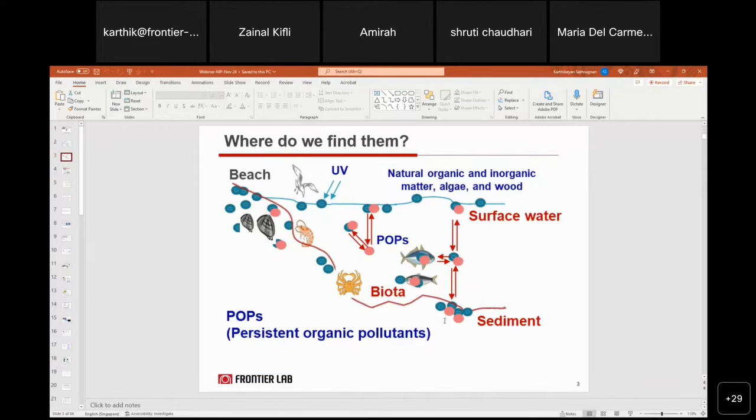But still, we do not have a very good understanding in terms of the data distribution. In the environment, there are ample reports on the presence of microplastic in beach and natural seawater, river water, and sediment, also in biota.